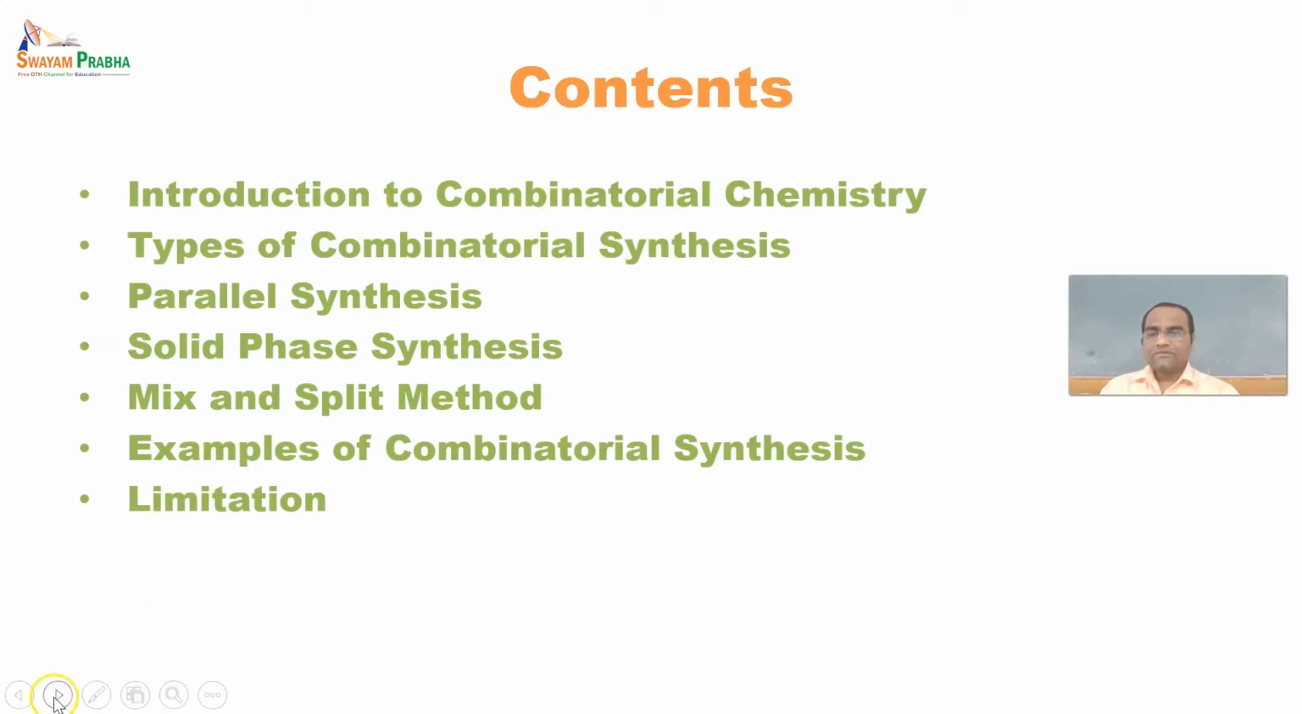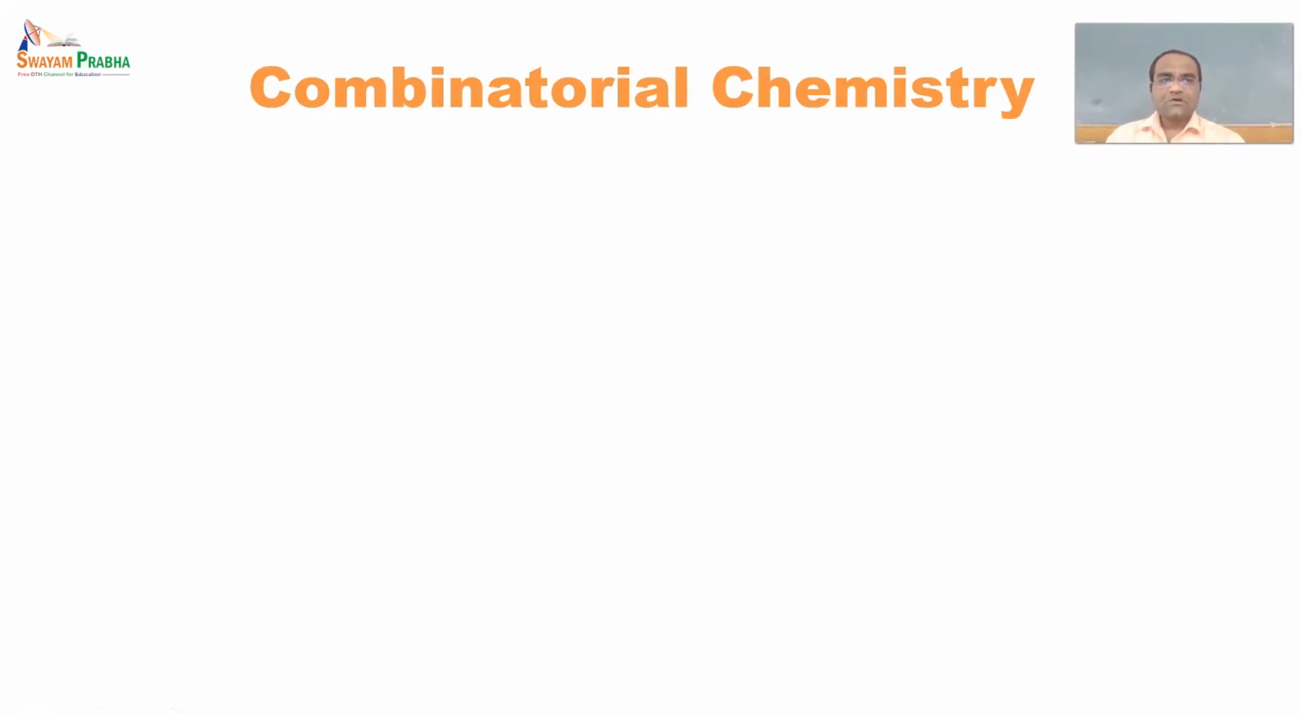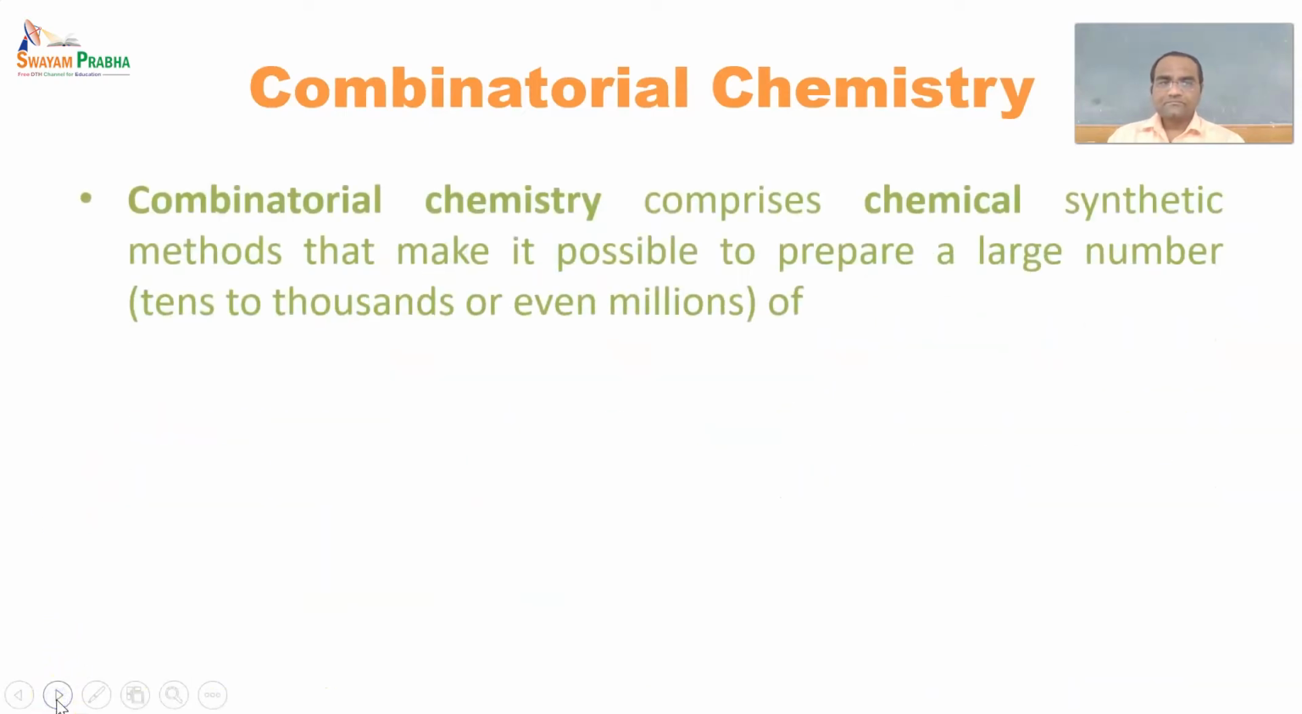So let's begin with the content of this lecture. So what is actually combinatorial chemistry or combinatorial synthesis? Combinatorial chemistry comprises chemical synthetic methods that make it possible to prepare a large number of compounds in a single process. That large number of compounds may be 10 to 1000 or even millions.